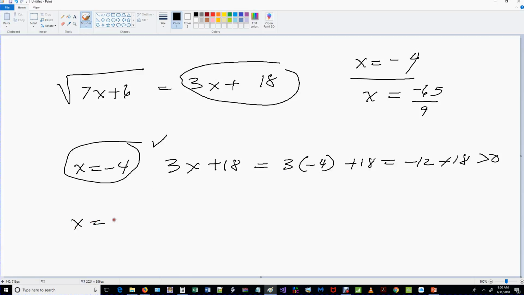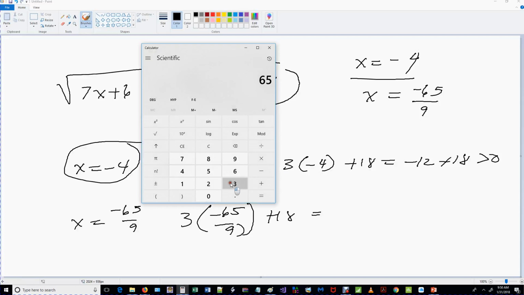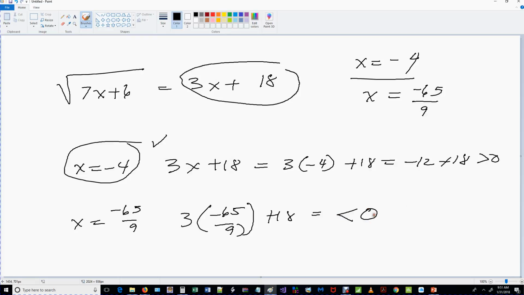Let's do x equals minus 65 over 9. So that would be 3 times minus 65 over 9, plus 18. And if you do, well, let's do this on the bottom. You go 3 times 65 over 9, and that's negative, plus 18, and that's negative. So this right here is negative. So this one doesn't work. The only solution is x equals minus 4.